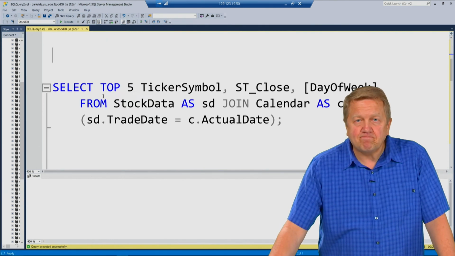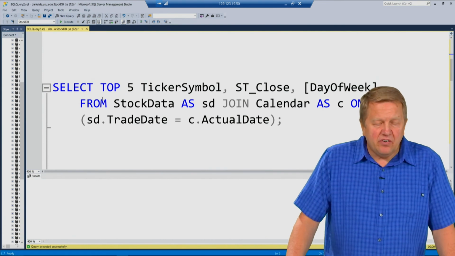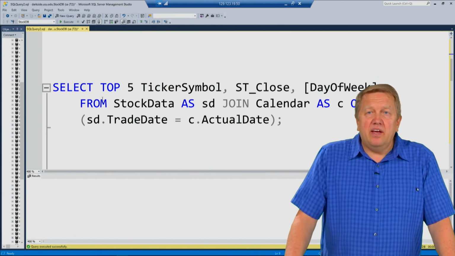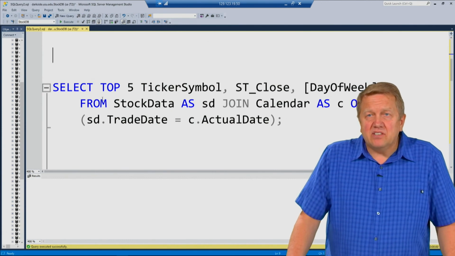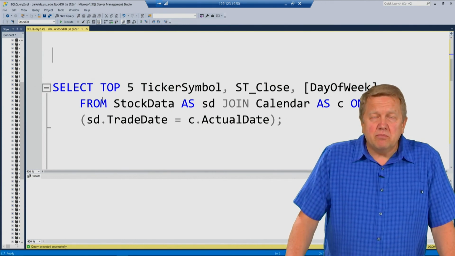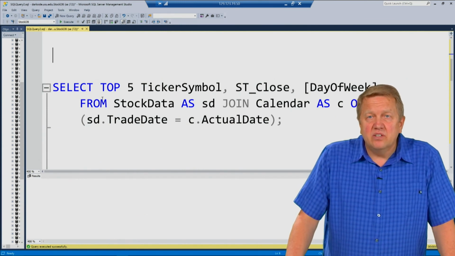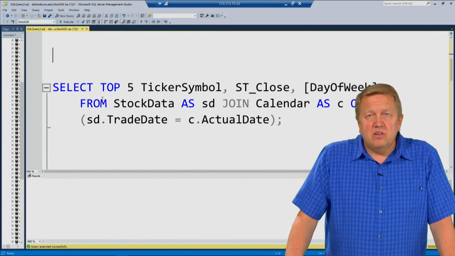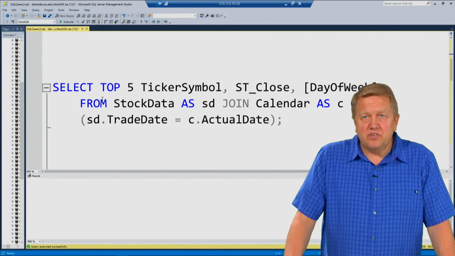So let's do a join. Here's an example of a join, and essentially what I'm doing is I'm asking to retrieve the ticker symbol, the closing price, and the day of week. And I just want the top 5 because I don't want so many in my answer.